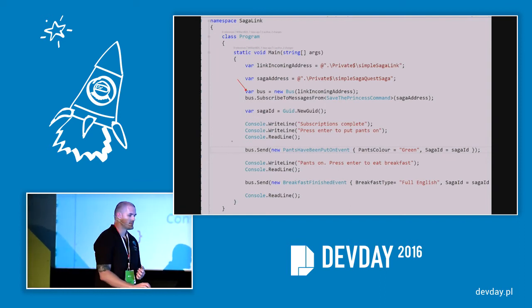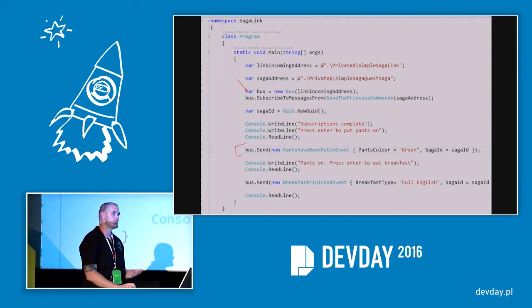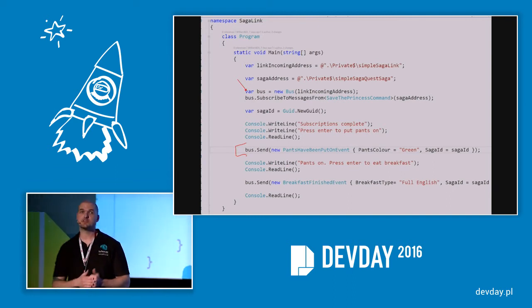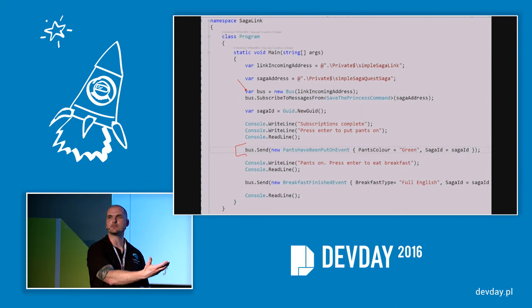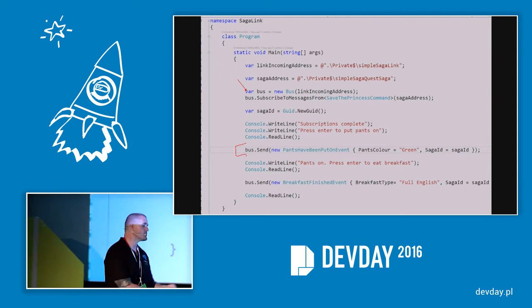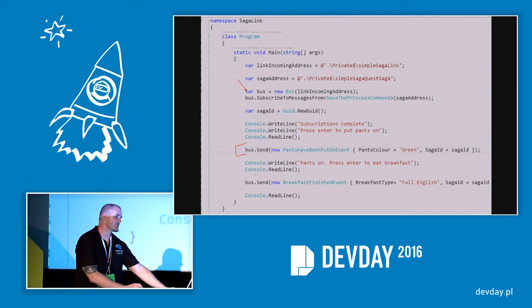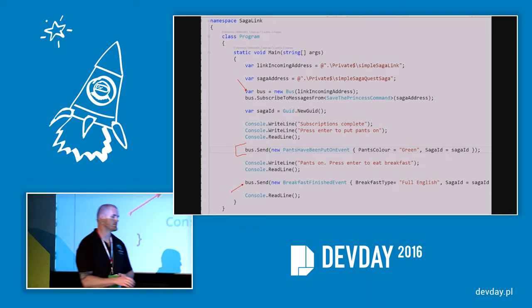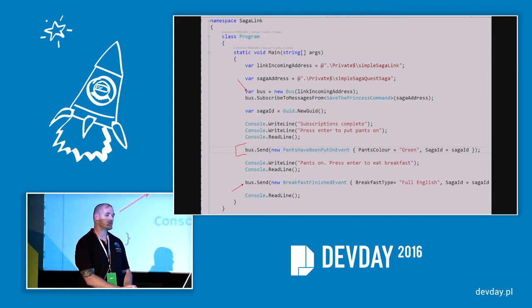Once you push enter, he sends a command, publishes an event, saying, I've put my pants on, the color was green, in case anyone was interested. So this is him posting to Facebook and saying, look at my cool outfit. When the user pushes enter again, we send a breakfast has been finished event out, just to simulate some different timelines. So what happens when we publish the pants have been put on event?